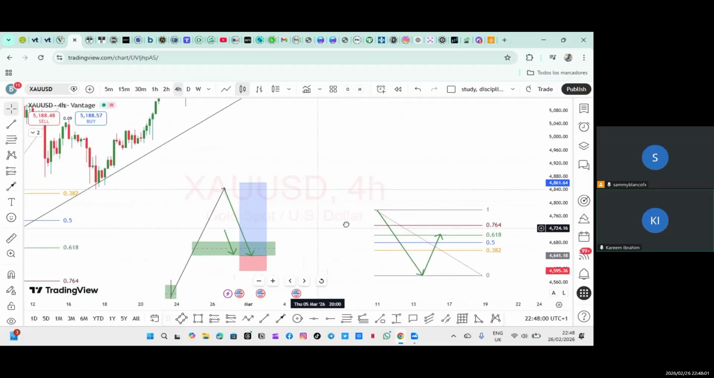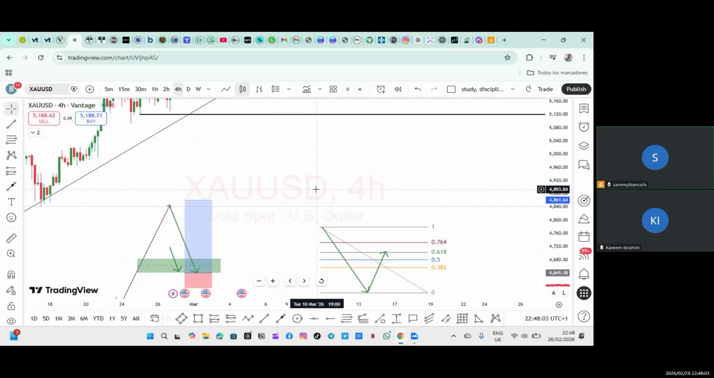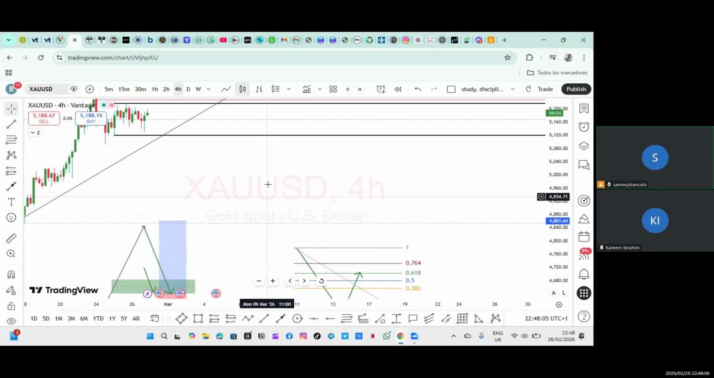That's when a lot of people can get confused. They start getting confused about what is happening. Is he going to sell? Is he going to buy? That is what is happening right now here.